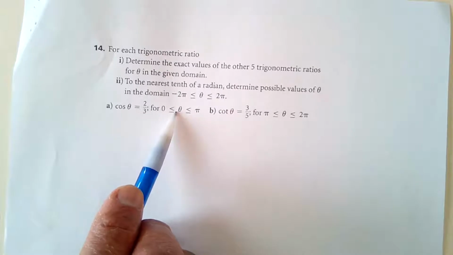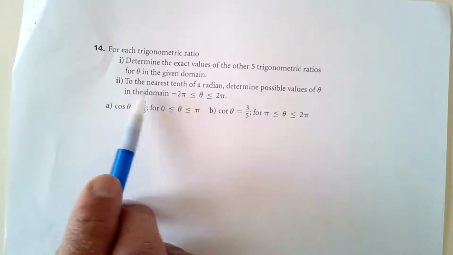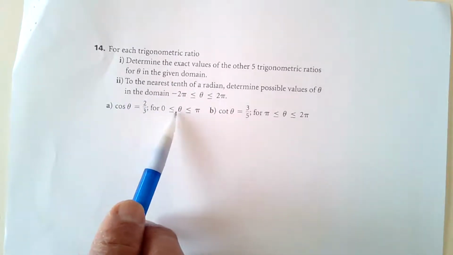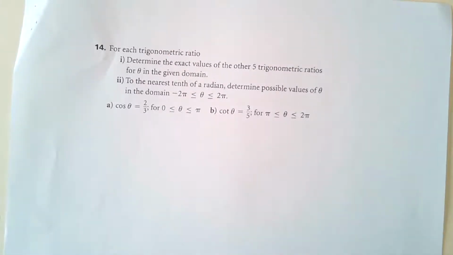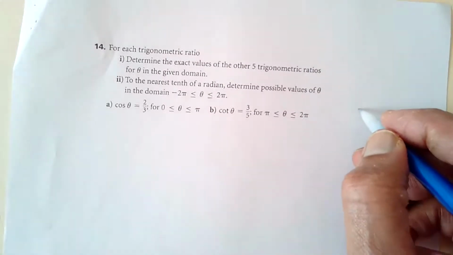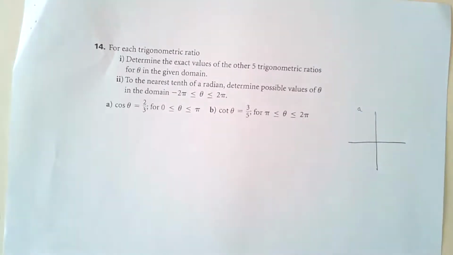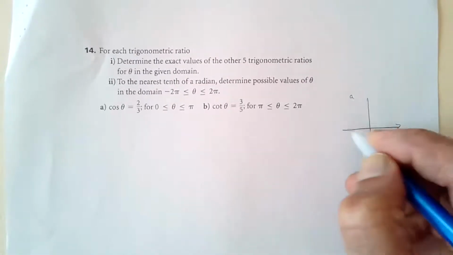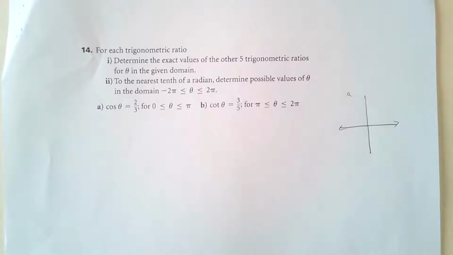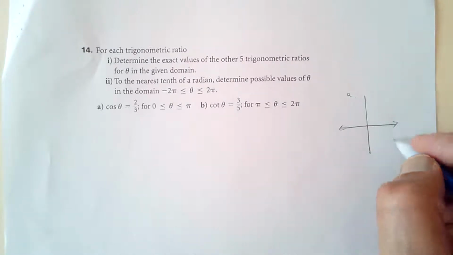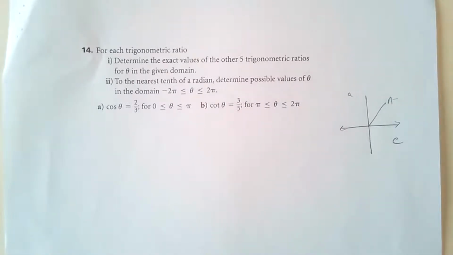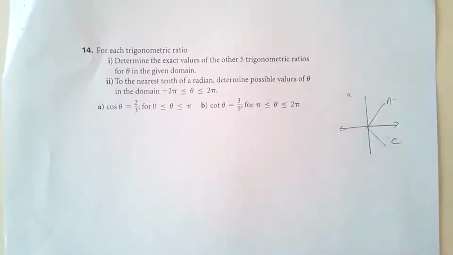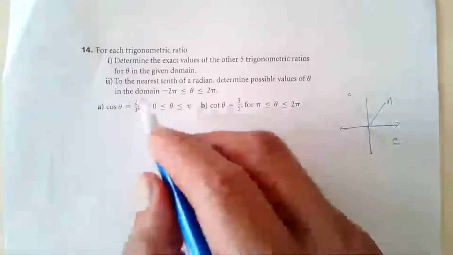So we just want to find theta between, in this case, they give you between 0 and pi. Here we do a sketch for the first one. Let's look at A. And here you're given cos now. Remember your cos is positive in quadrant 1 and in quadrant 4.